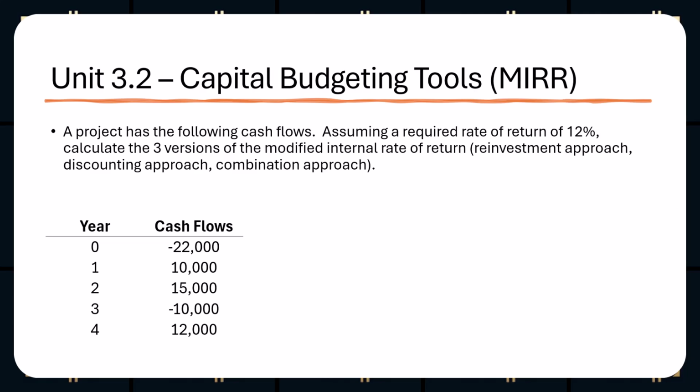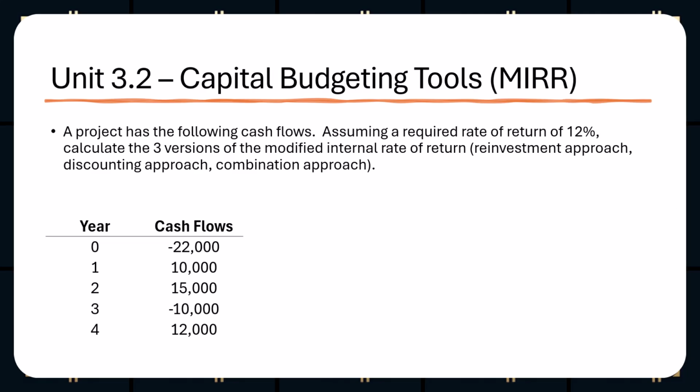The discount approach brings all of the negative cash flows back to time 0 and leaves everything else the same. The reinvestment approach sends both all of the positive and negative cash flows to the end of the timeline. So that means the time 1, time 2, time 3 are all going to be sent to the end of year 4. And then the combination approach brings that negative cash flow back to time 0, but it sends all of the positive cash flows to the end of year 4.